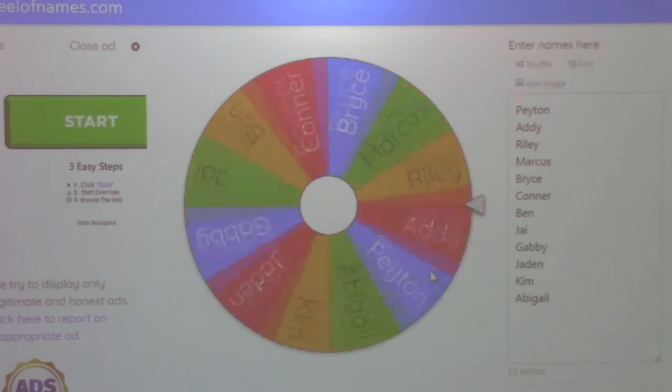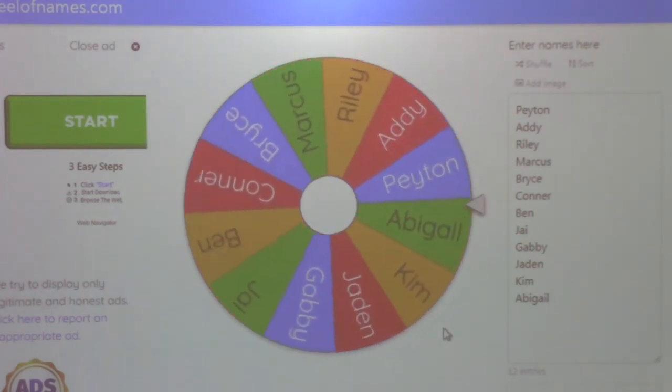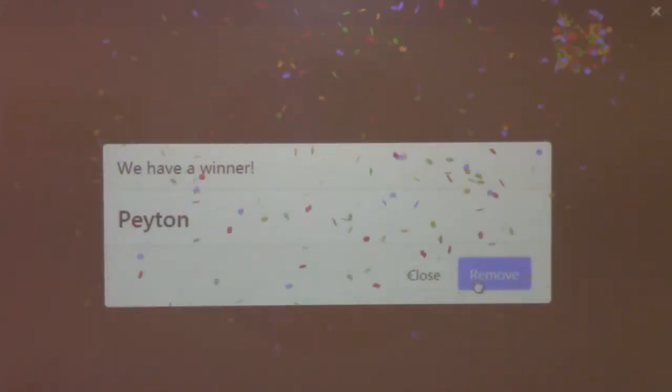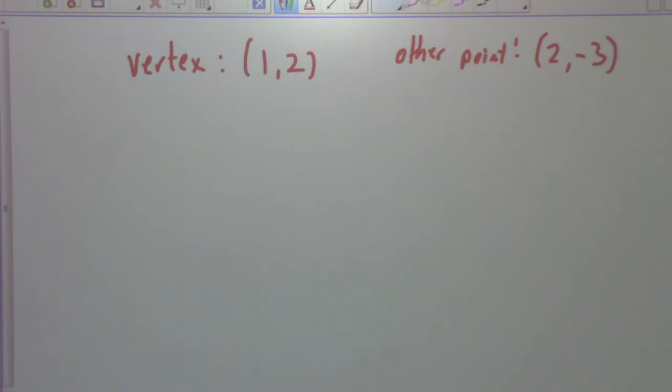Okay, here we go. Peyton. All right, Peyton, what do we got here? I got f of x equals a, open parentheses, x minus 1, close parentheses squared, plus 2. Okay, is everybody okay on this first step here? All right, Peyton, go ahead.